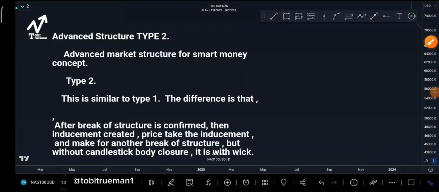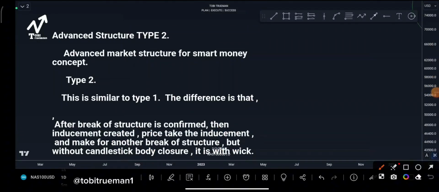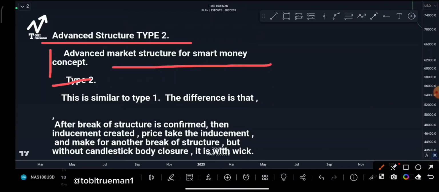Okay, you are welcome. Today, I will be looking more into the advanced market structure. We are looking at type 2, advanced market structure for smart money concept. As I mentioned, type 2 is similar to type 1.